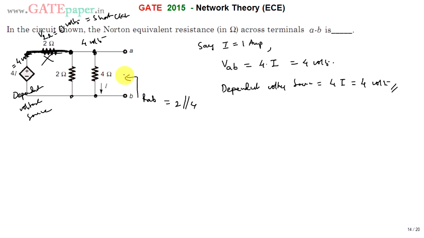Now 2 parallel 4 is nothing but 2 into 4 divided by 2 plus 4, which is 8 by 6, which is 4 by 3. So this is 1.33 ohms. The right answer for this one is 1.33 ohms.